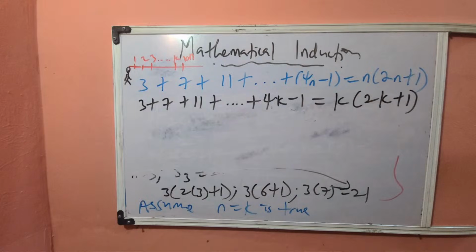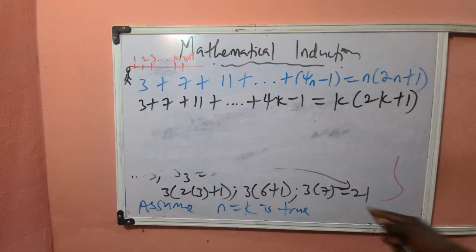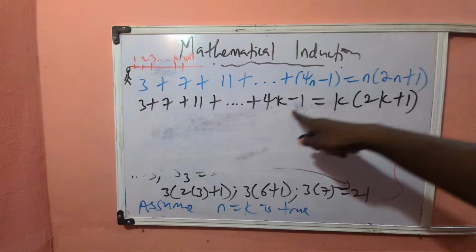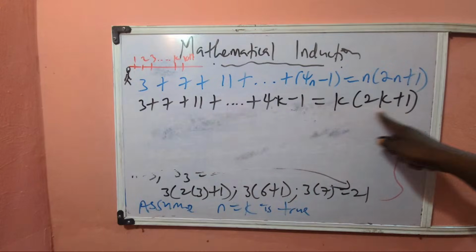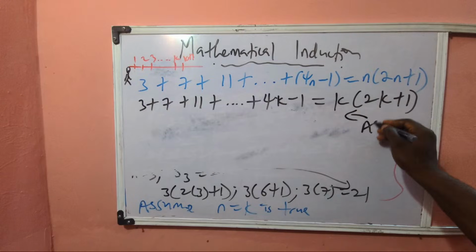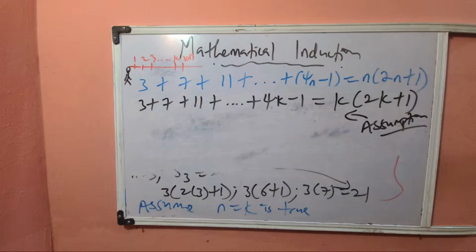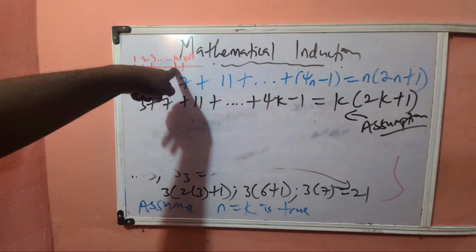Don't forget, when we did it for the third one, we said it was 21, and it was correct. So we can now conclude that if we added up till the kth one, this is what the sum will be. That's an assumption. So this is our assumption. It's like we have worked up till 1, 2, 3, up till k.